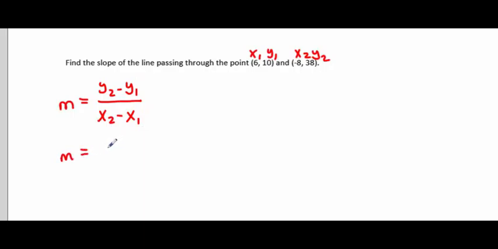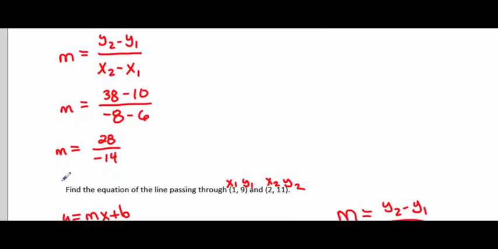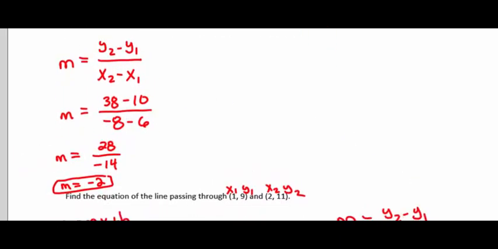So m is going to be equal to 38, that's y sub 2, minus 10, which is y sub 1, and divide that by negative 8, which is x sub 2, minus 6, x sub 1. So m will be equal to 38 minus 10 is 28, divided by, be careful here, negative 8 minus 6 is negative 14. Alright, so at this point we have m equals 28 divided by negative 14. If I divide that, I get a negative 2. Okay, so your answer here, m equals negative 2. Please stay tuned for a question to follow.